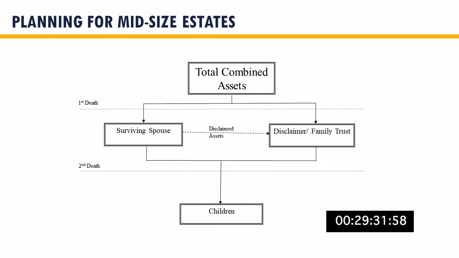So this is a more common way of doing things now, making a decision at the time of that first death rather than automatically funding that. And it's done by doing a disclaimer, which is basically a refusal to receive property. Property's going to come to me at my husband's death, but I'm going to say, whoa, I want it to go into that family trust for whatever the reason might be.